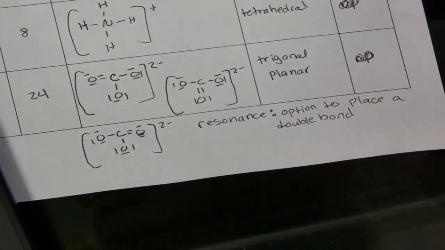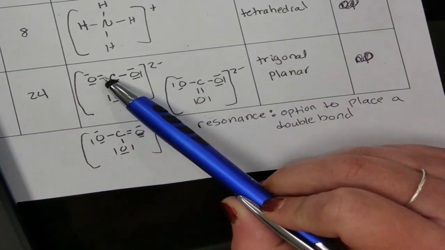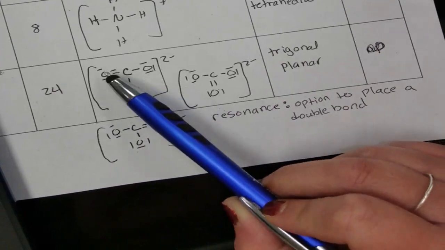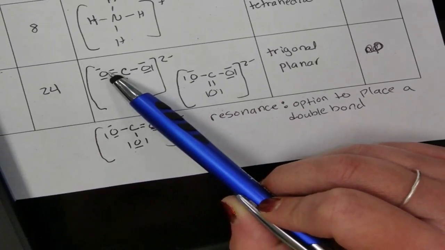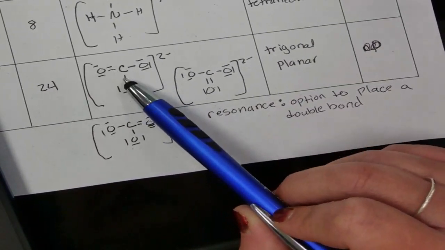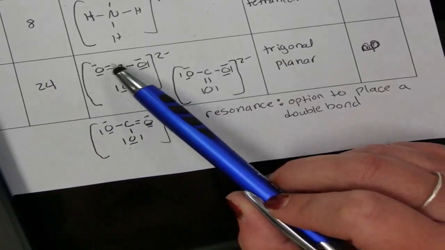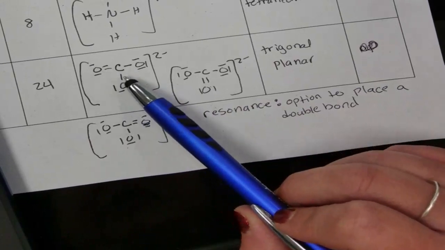Now, what does that mean? What's happening here is this double bond is constantly switching. It's on the left, it's on the bottom, it's on the right, back to the left, bottom, right. It is constantly switching. It never stays in the same spot. It's not really happy anywhere. It wants to be in all three places, so it just keeps switching around.